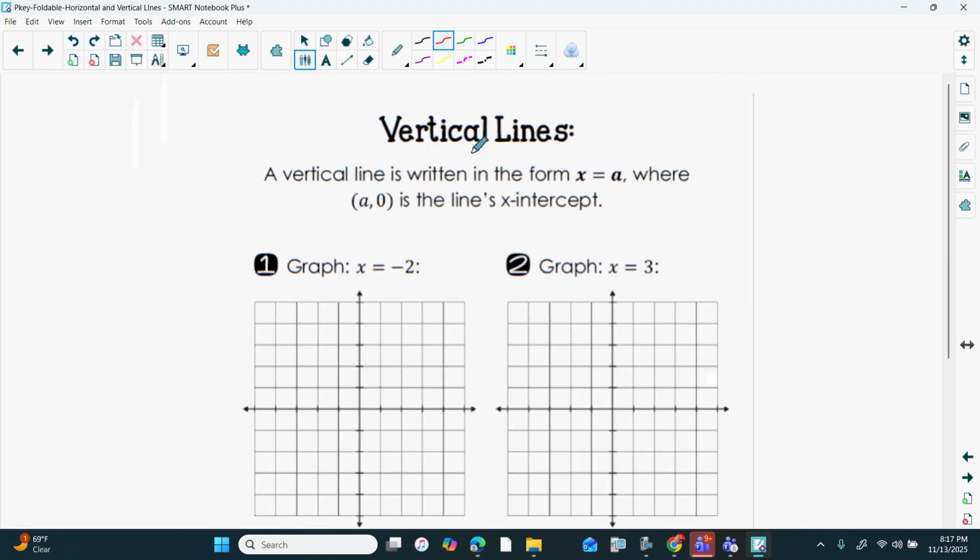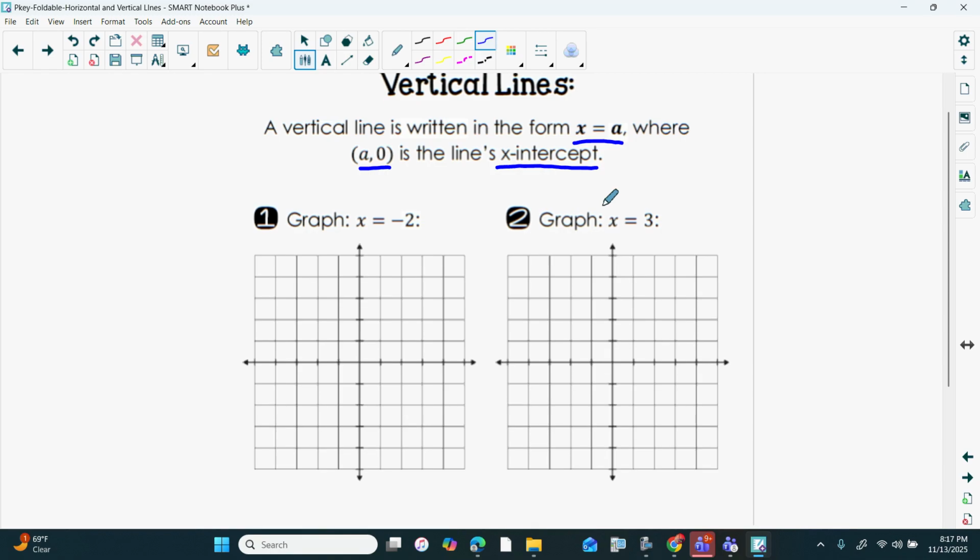All right, so our first set, 1 and 2, says vertical lines are in the form of x equals a. A is the point that is the x-intercept. So if I have x equals -2 here, that means this -2 is my a. A equals -2. Meaning on the x-axis right here, we go to -2. And that point is (-2, 0). Okay? That's the point the line has to go through.